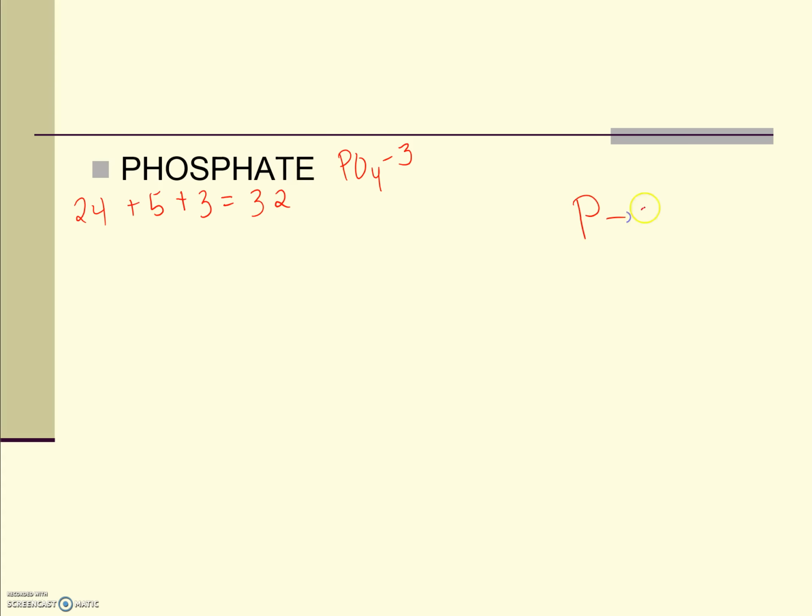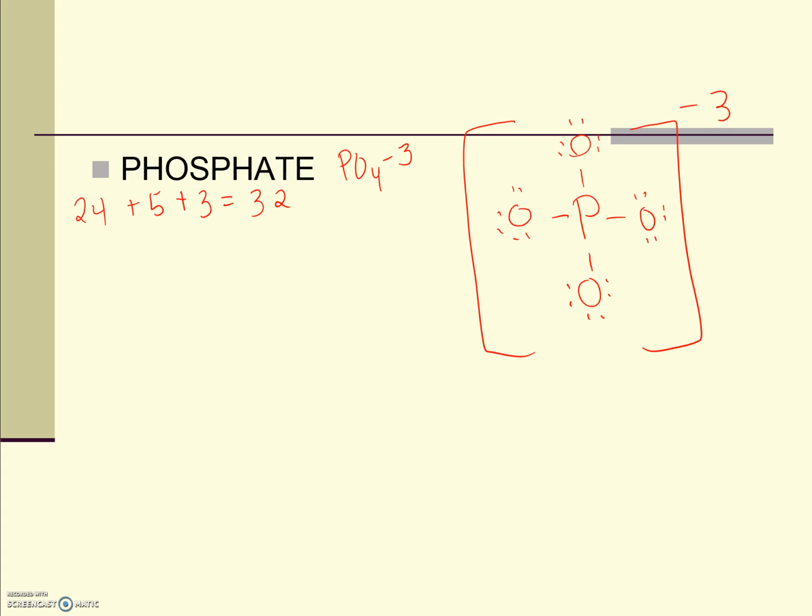Put my P in the center, O, O, O, O, 2, 4, 6, 8, 10, 12, 14, 16, 18, 20, 22, 24, 26, 28, 30, 32. Easy peasy, we're done. We'll just put that around it. A, 4 things around it, AX4, so we're looking at tetrahedral.